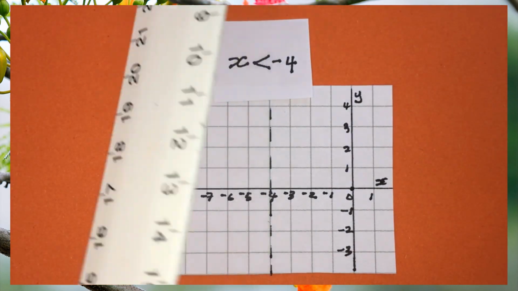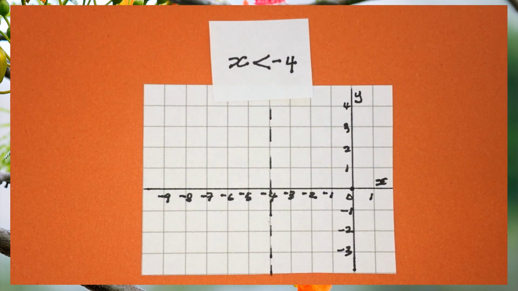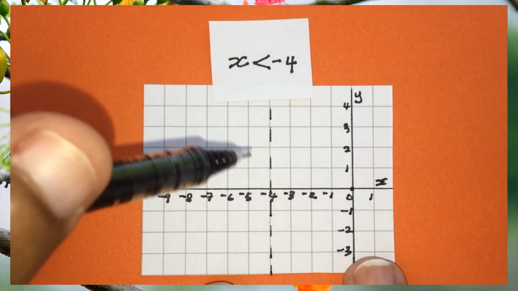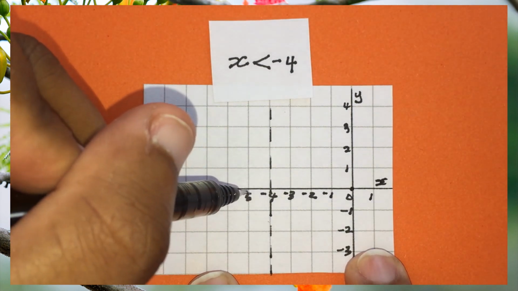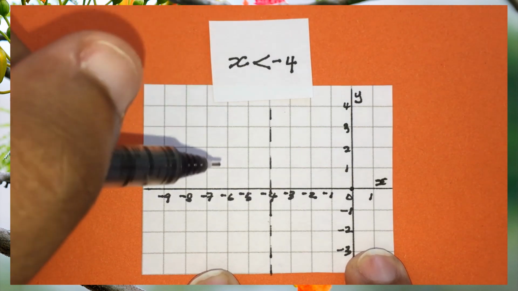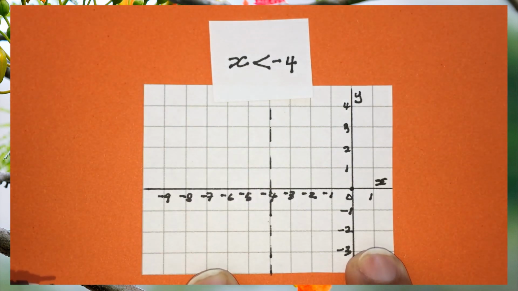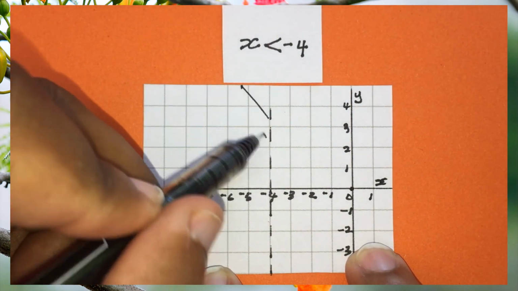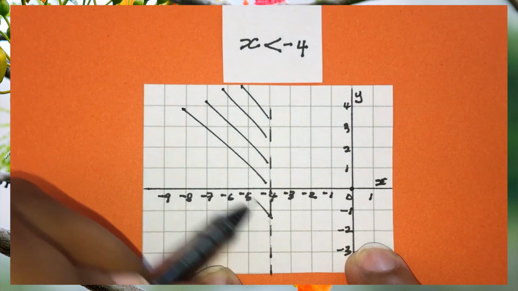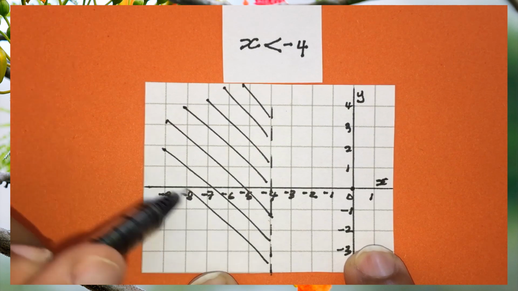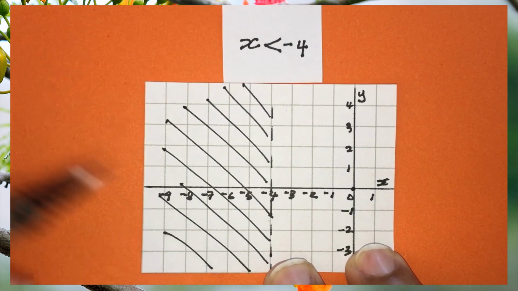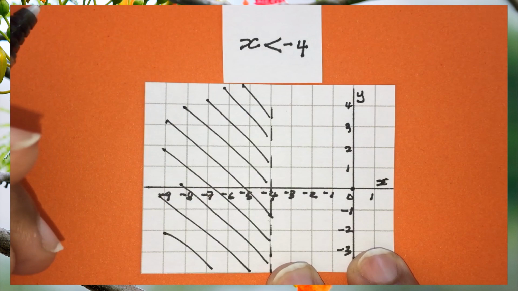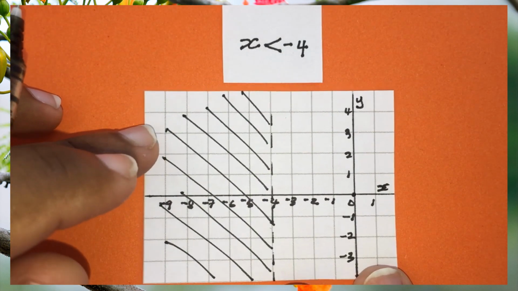So we need cases where x is less than, smaller than. So on this graph, -5 is less than -4. -6 is less than -4. So where is it that we're going to shade? To the left or to the right? We're going to shade to the left. So we're going to shade on this side. So this region would represent all the x values that are less than -4.